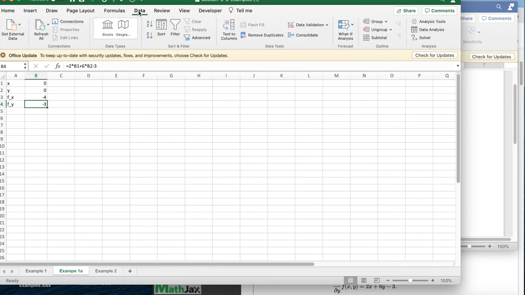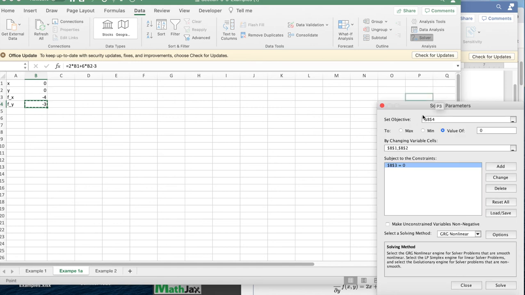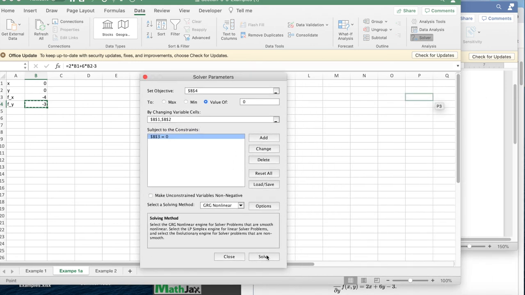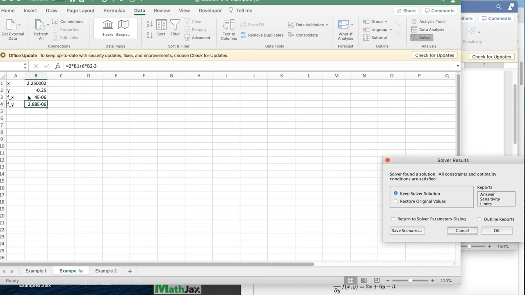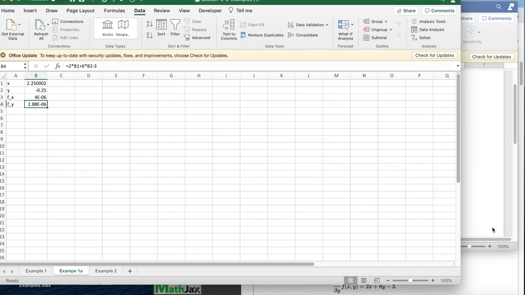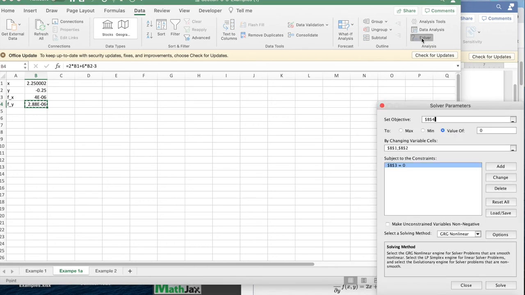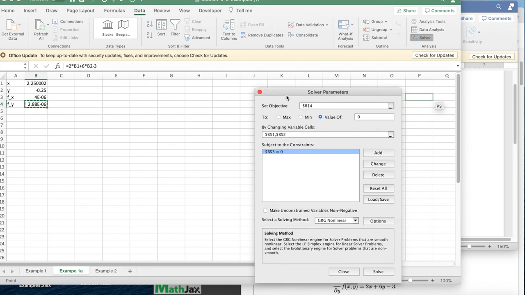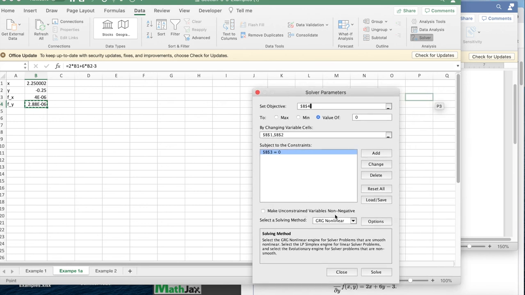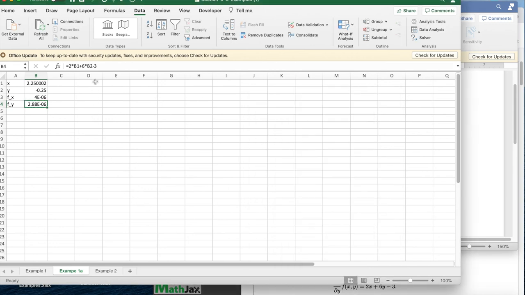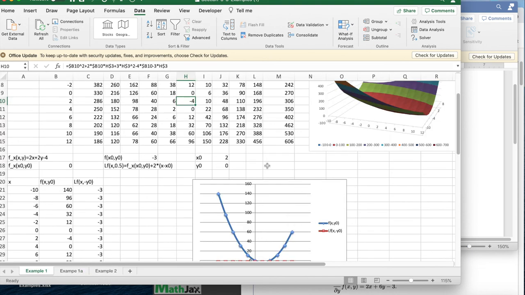I go to my data curve, go to Solver. I have my conditions. I hit solve. And it says at 2.25 and minus 0.25. One of the things worth noting, because it can cause problems, is the default 'make unconstrained variables non-negative.' That wouldn't allow me to get a negative value there. So I need to uncheck that and say, I'm willing to let x and y be negative. What we were told now is that 2.25, minus 0.25 is where we have a critical point.